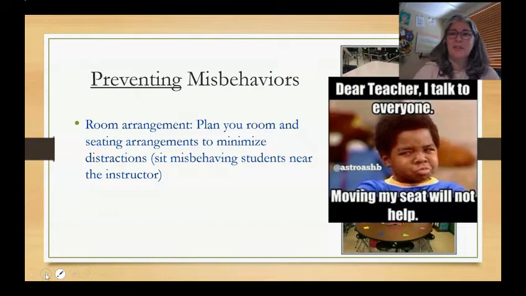Now, I did have to include this. It says, "Dear teacher, I talk to everyone. Moving my seat will not help." Yes, you will have those students. And those students, perhaps even by sitting close to you, are going to want to interact with you. But still, the idea of being in control of your seating chart and minimizing distractions is still preventative and helpful.